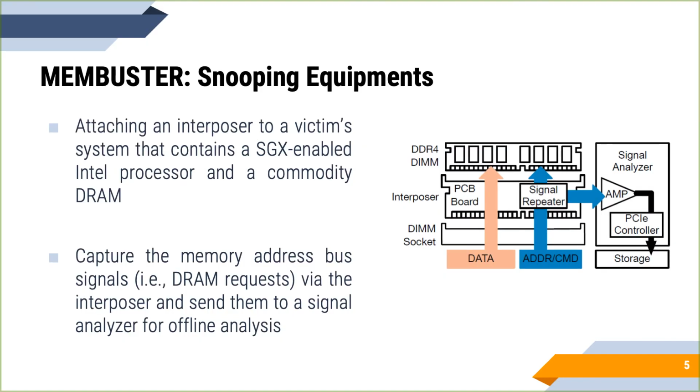Membuster starts by setting up the snooping equipment. The research team used interposers to repeat the address bus signals and record all these signals to their own devices so they can perform the analysis later. They decided to use Intel SGX as the subject for their experiments because SGX has the best known security measures against DRAM attacks. So that's what the team decided to do.